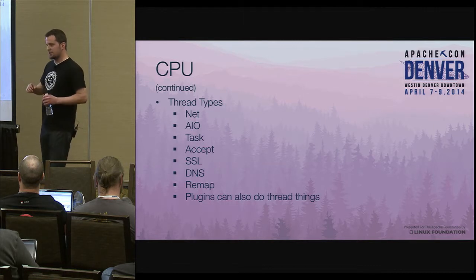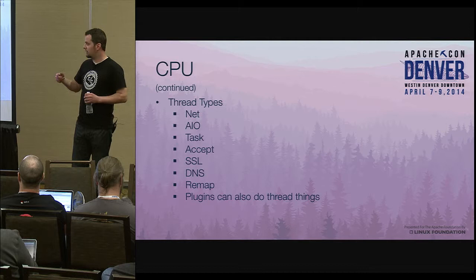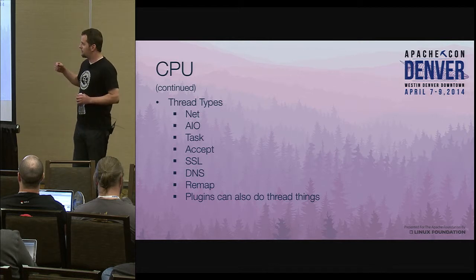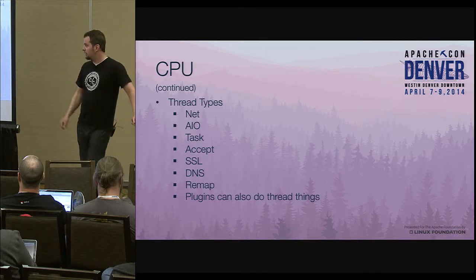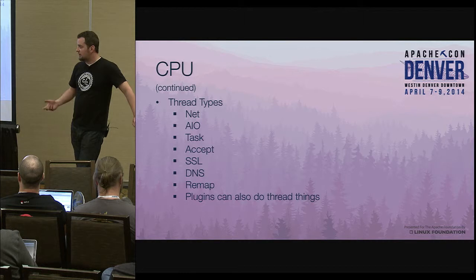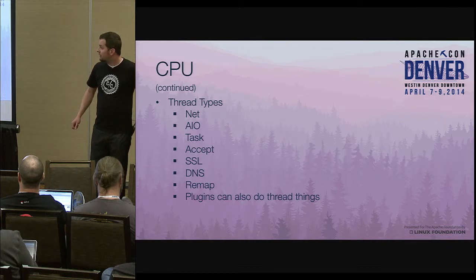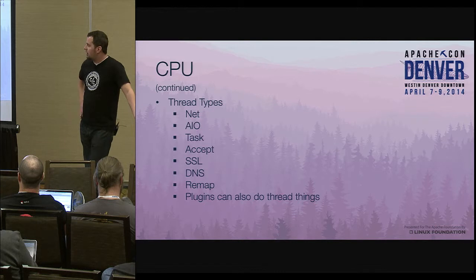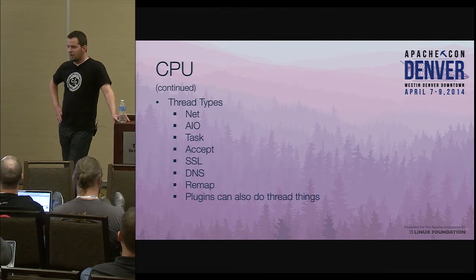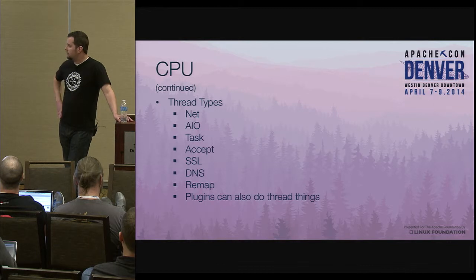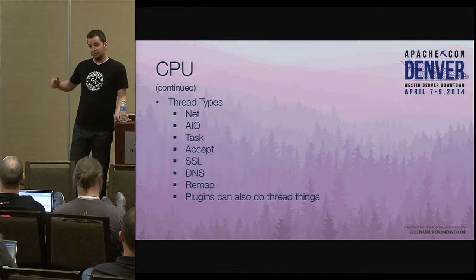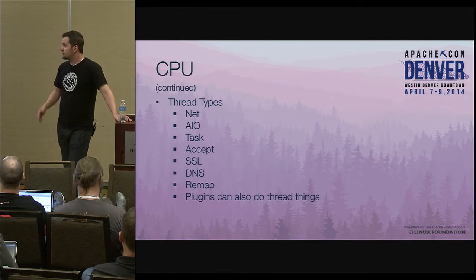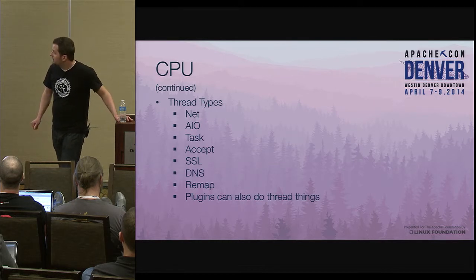Then we have AIO threads. Those are the ones that are actually doing the I/O requests to the disk and blocking. I believe the default right now is 8 AIO threads per disk, per volume, and they spend most of their time blocking. Then we also have task threads. Task threads are for when you want to do something that's not time critical, and maybe it's going to block for a little bit, something you just can't help. So you might want to run it on a task thread instead of a net thread. If you block a net thread, then you start getting latency issues, and your requests start backing up. So we have task threads that are set aside specifically for that.